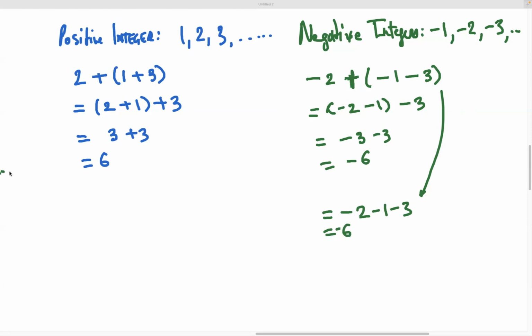Same thing up here, we could have written this as 2 plus 1 plus 3, and that is equal to plus 6, as you can see. Apart from this, we can also look at another example. Let's clear the screen and look at an example where we have different types of numbers together.